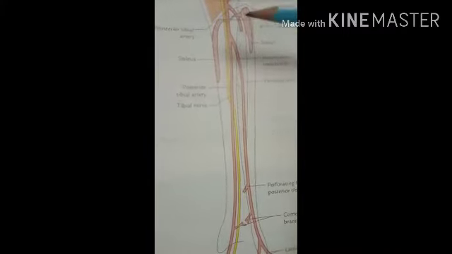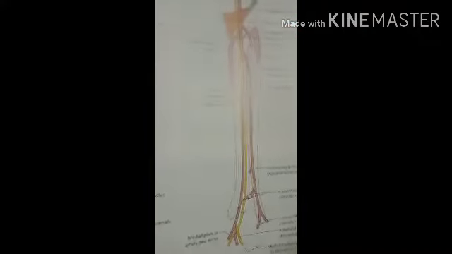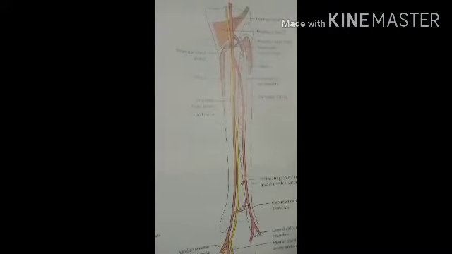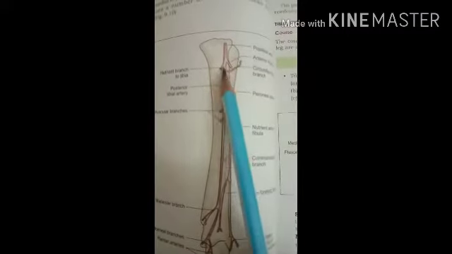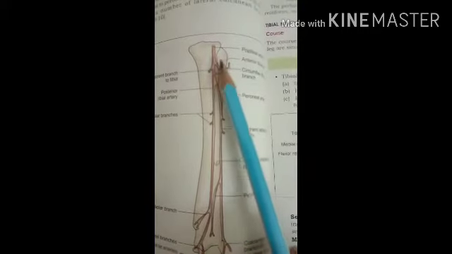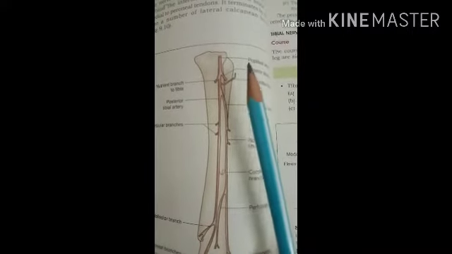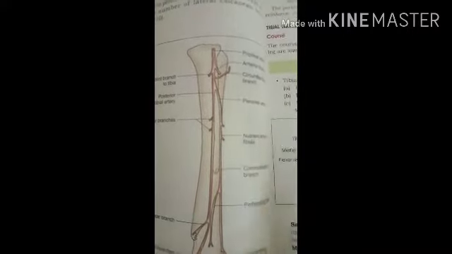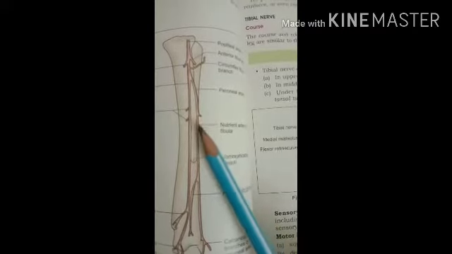Okay, third, that is the nutrient artery. So in another diagram we can see the total detailed branches of the posterior tibial artery. So here in this diagram you can see this is the nutrient artery, which goes to the tibia. Then next, the anastomotic branches of the posterior tibial artery. The anastomotic branches communicate with the common peroneal artery.